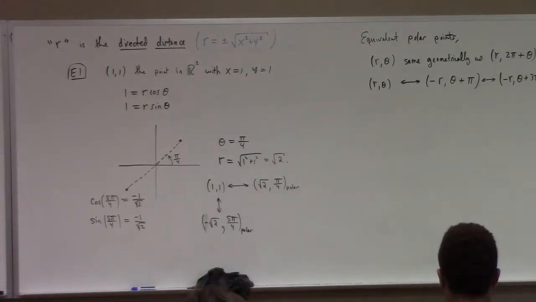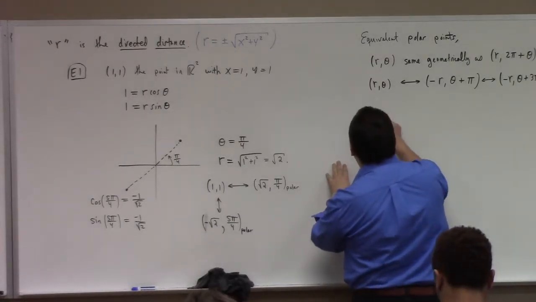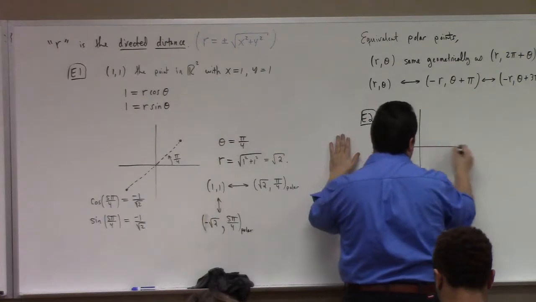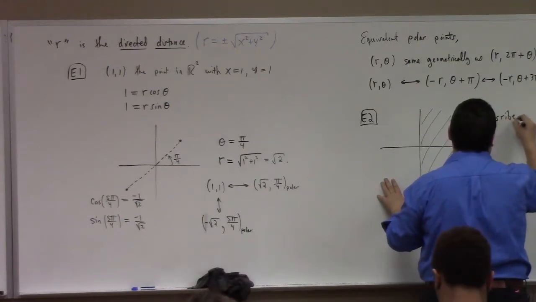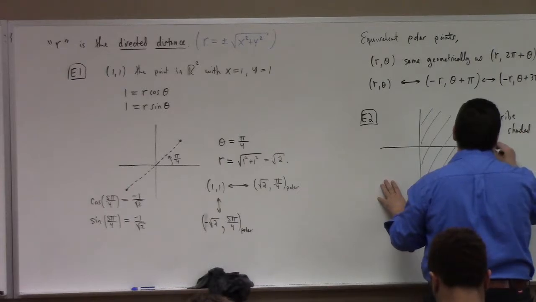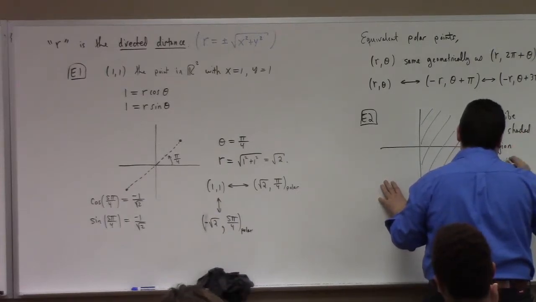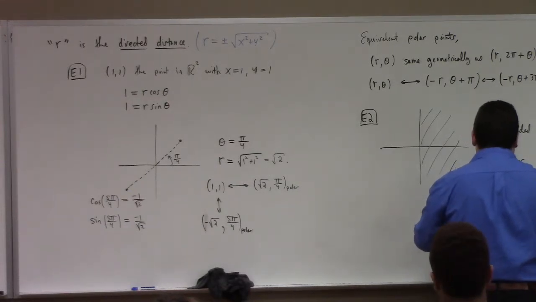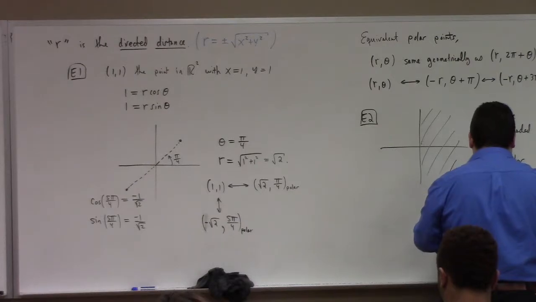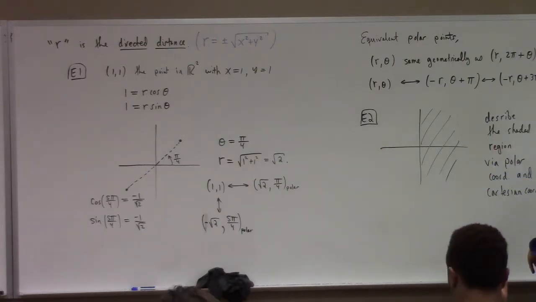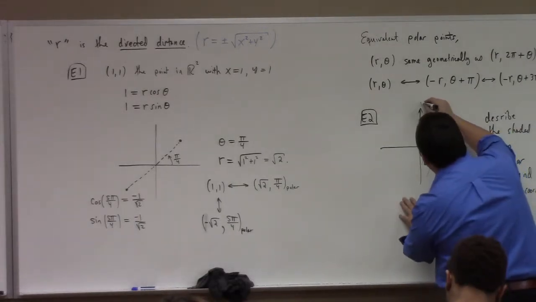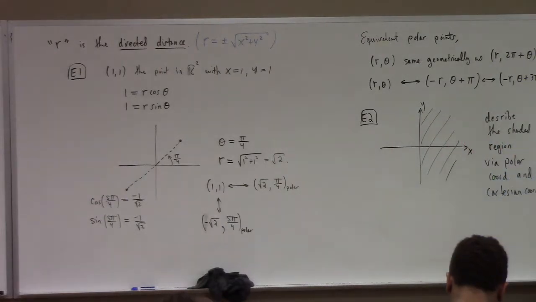Let me say something more interesting, okay? So, example 2. If I wanted to describe the shaded region via polar coordinates and Cartesian coordinates, I'll do the easy part. Cartesian. So in Cartesian, we have x greater than or equal to 0. I'm throwing in the y-axis, okay? The y-axis would be x equal to 0, right? So how would you describe that in terms of polar coordinates?